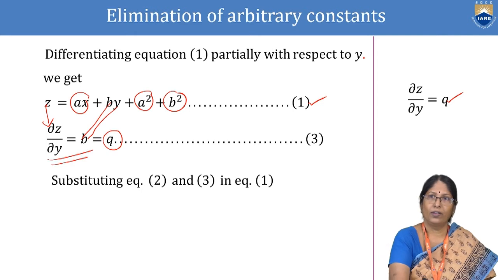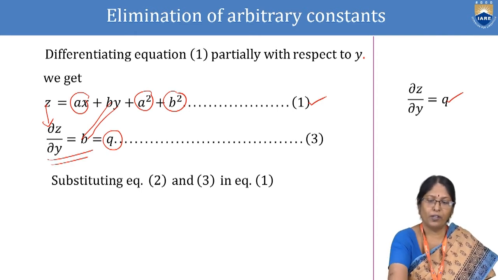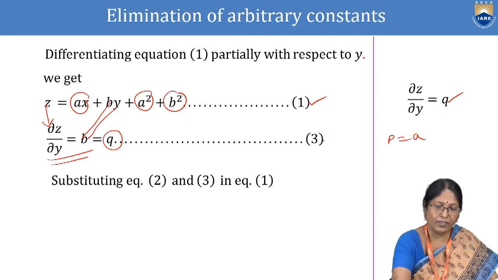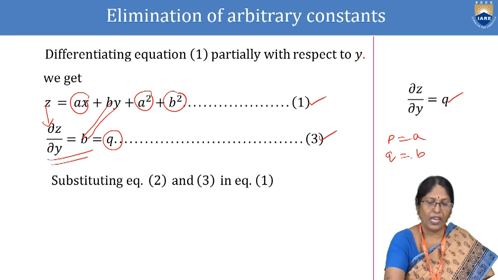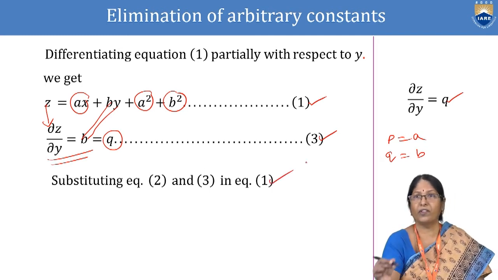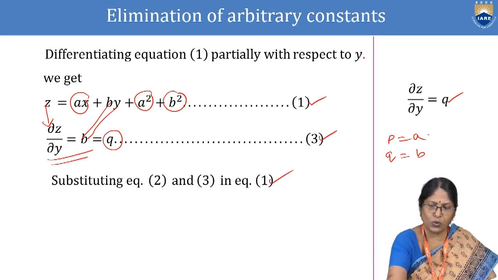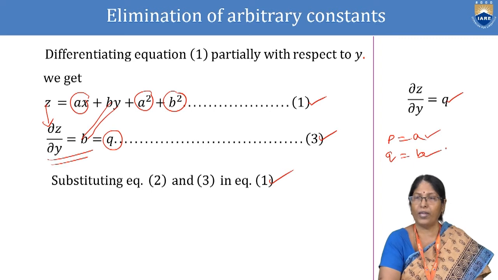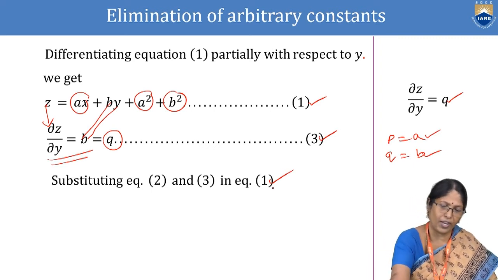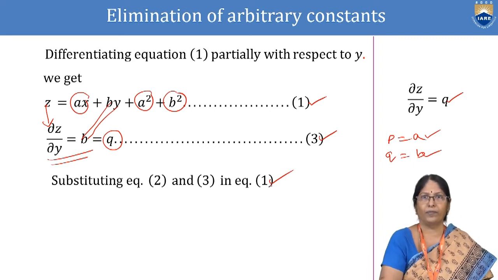Now equation 2, we got it: p equal to a. Now equation 3, we got it: q equal to b. Equation 1 is nothing but our given question. So these two, equation 2 what we got, p equal to a, and equation 3 what we got, q equal to b, we are going to substitute in equation 1.